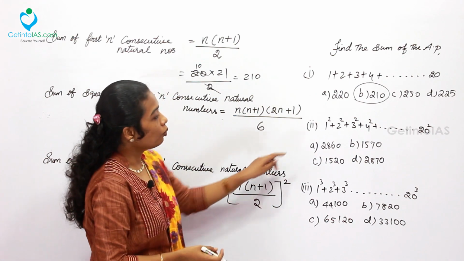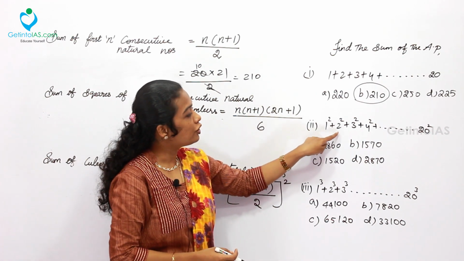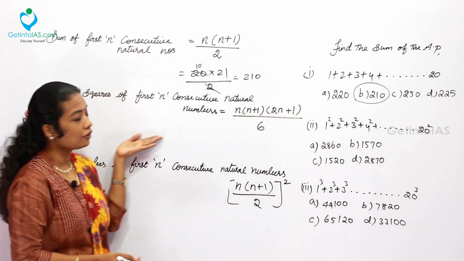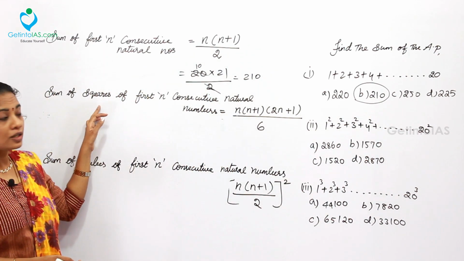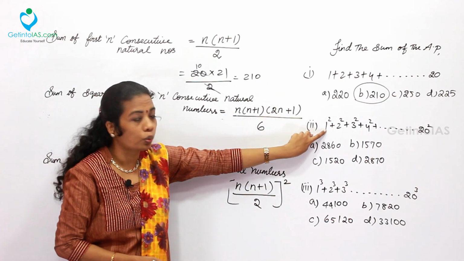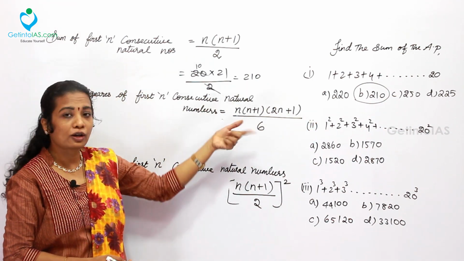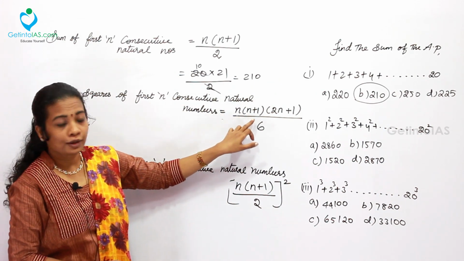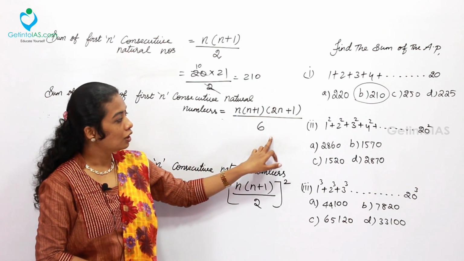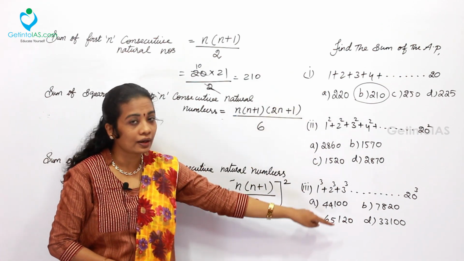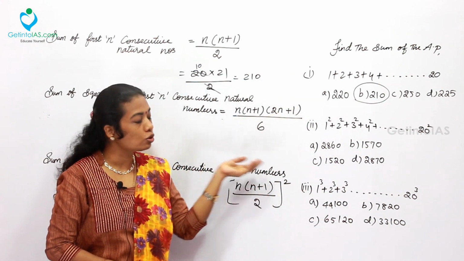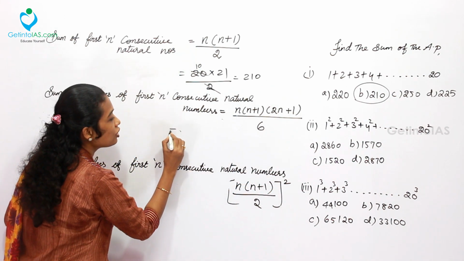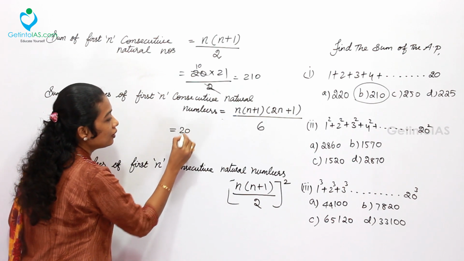Then the next one. Moving on to the second question. 1 square plus 2 square plus 3 square plus 4 square up to 20 square, which is given. So here what is the specific formula for that? Sum of squares of first, first means starting with 1 square, consecutive, it should be consecutive, 1, 2 like that, natural numbers. The formula is n into n plus 1 into 2n plus 1 by 6. So what is n there? Everywhere the last term is 20, and they are also consecutive, so n is 20. So n is 20. I am simply substituting to crack the question.